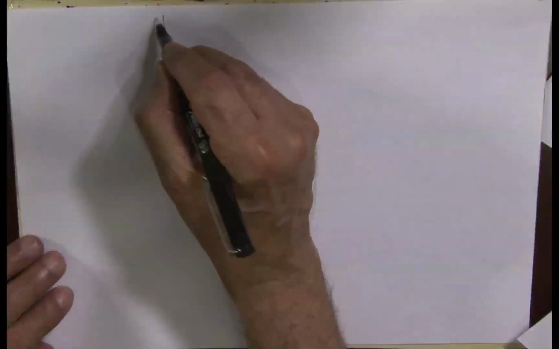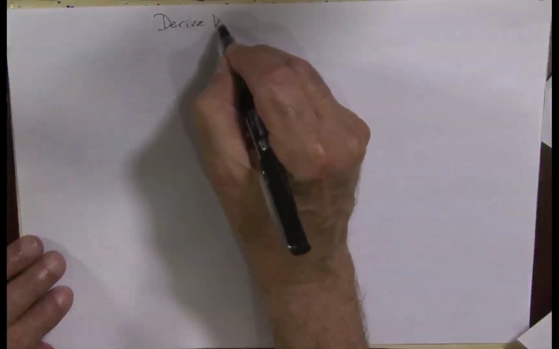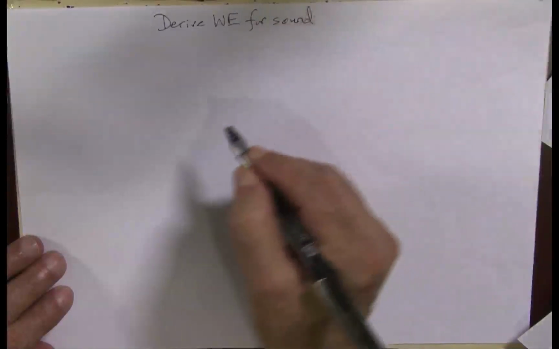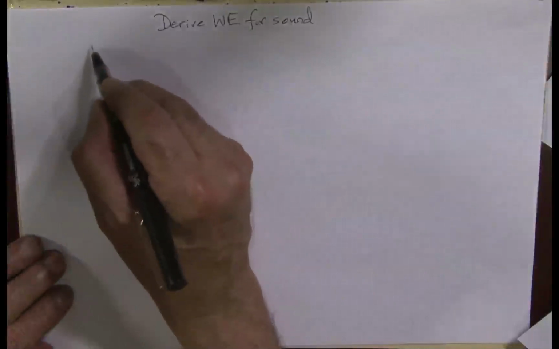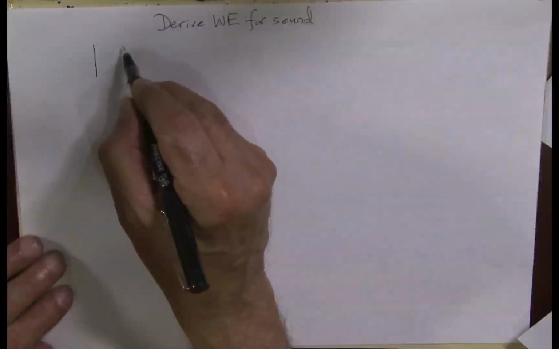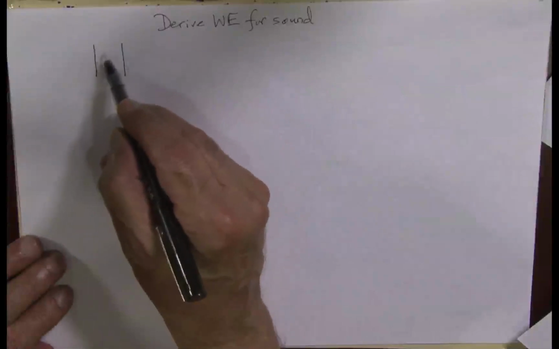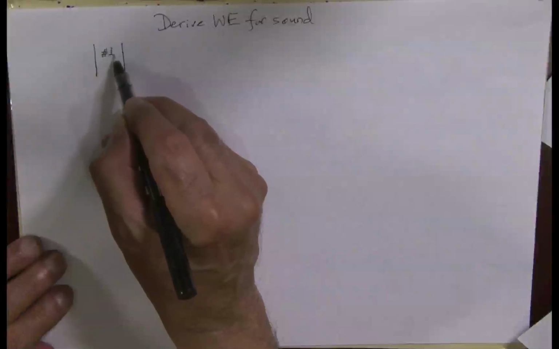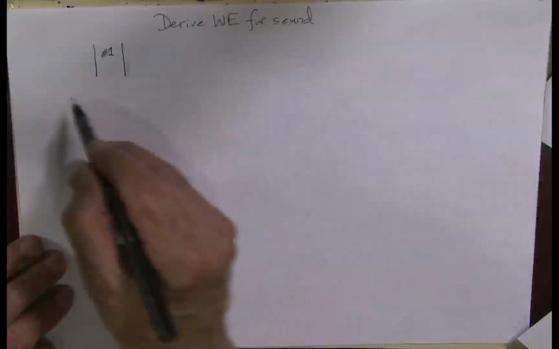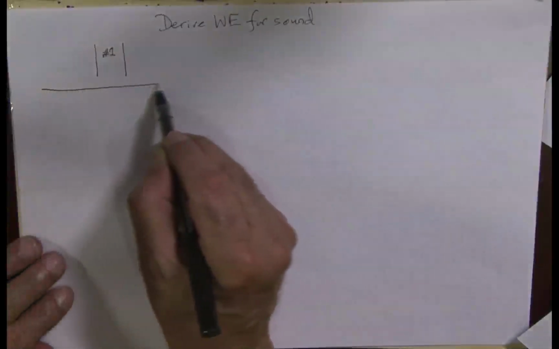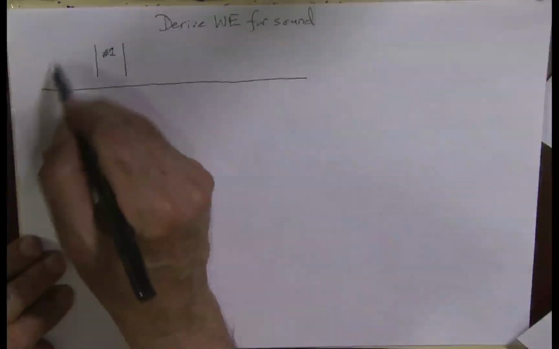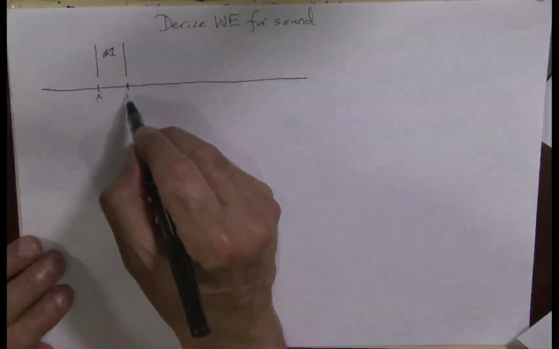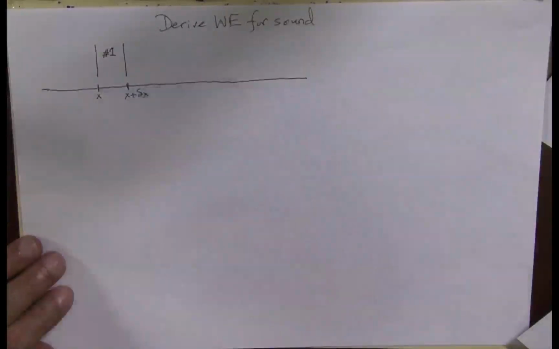Let me now derive the wave equation for sound. And this will be done in several stages. So first, let's take equilibrium. In equilibrium, there's a certain volume that I'm going to look at, a small volume. Let's call it volume number 1. And the speaker is to the left. So the speaker is somewhere over here. Let's call this the position x, this the position x plus delta x.